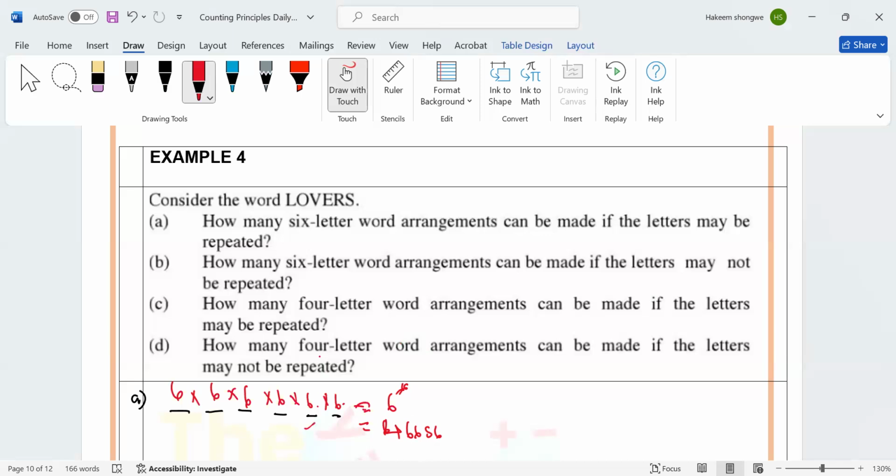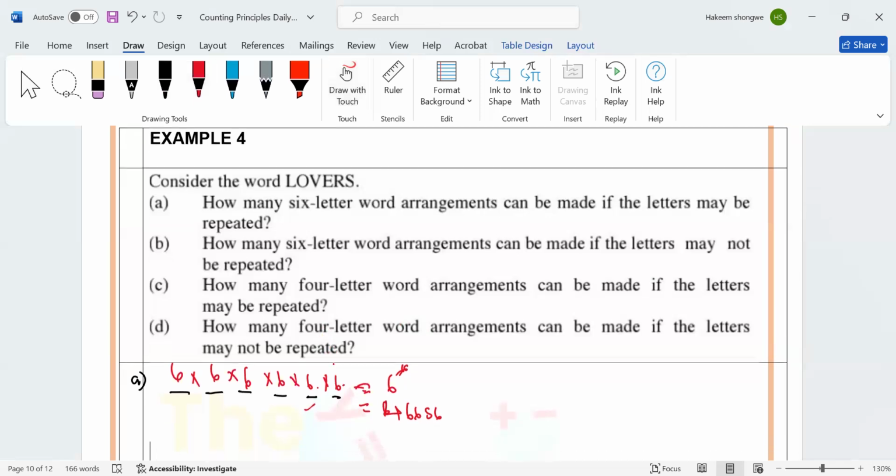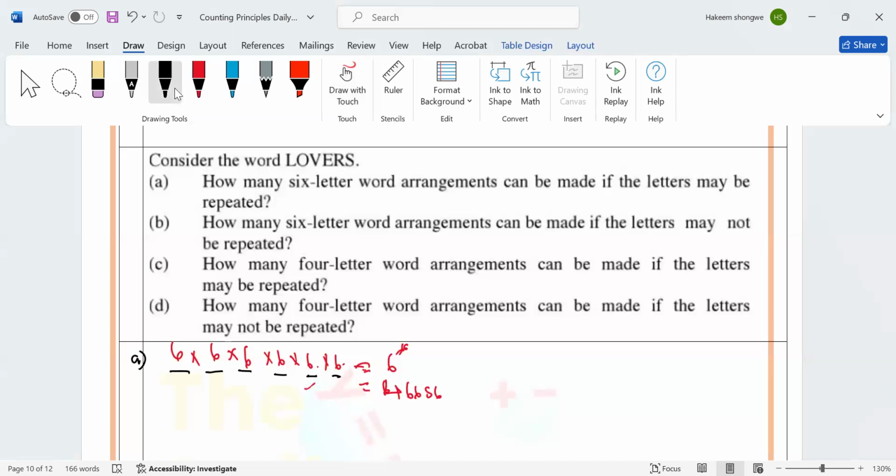On number B, they ask how many 6-letter word arrangements can be made if the letters may not be repeated? Now, how many spaces do we have? We still have 6 spaces: 1, 2, 3, 4, 5, 6. Repetition is not allowed. Once you use L, L is out. So you are going to have something like this.